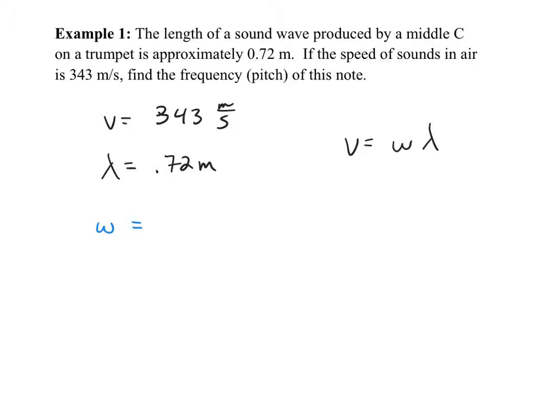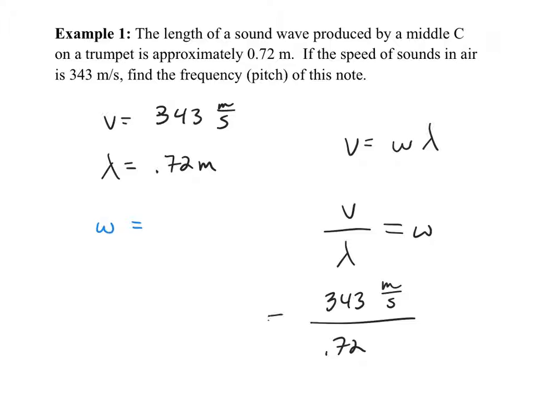We're trying to find omega. Let's divide both sides by lambda, and we'll get omega. Now, this is an easy example. It's not as applicable an example. In a minute, we'll do one with scientific notation and something that involves some sort of medicine, x-rays. So for now, just calculate what this comes out to be. We got 343 divided by 0.72. 476 hertz. Very good. Hertz.